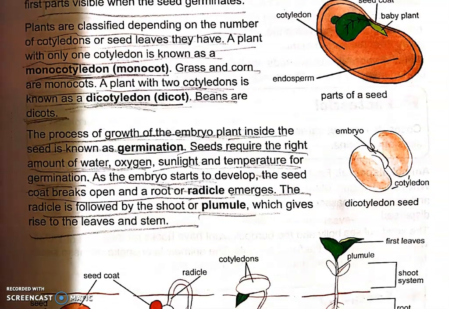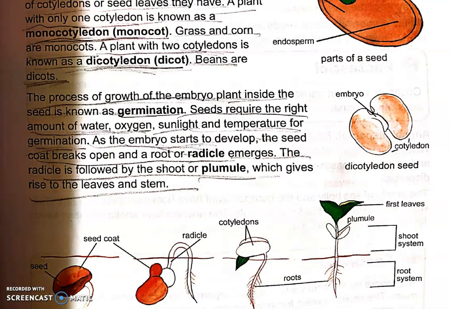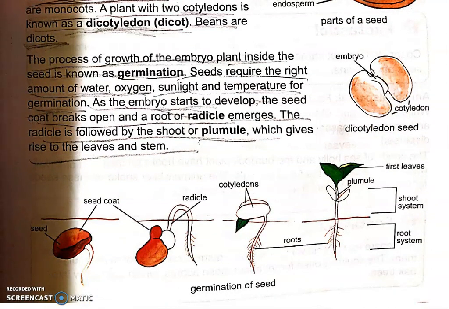The process of growth of the embryo plant inside the seed is known as germination. I'm sure you all must have tried germination when you were little explorers. Like when you put seeds into soil and then you put water into it and it grows into a plant, it grows into a sprout. This is germination. Now seeds require the right amount of water, oxygen, sunlight and temperature for germination. This all is very necessary.